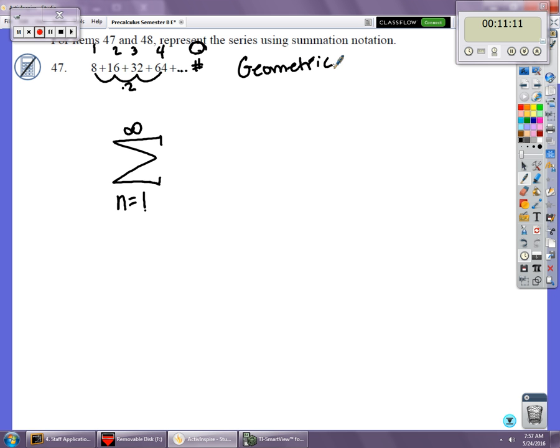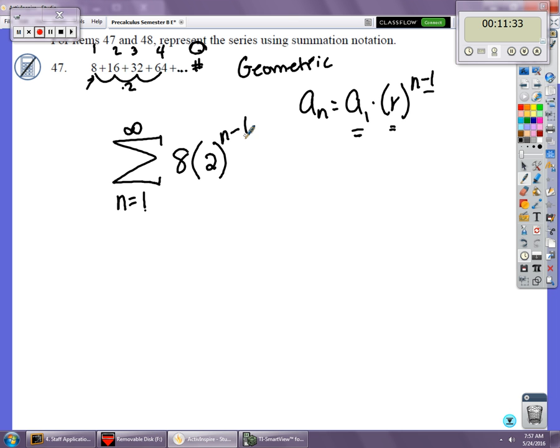Okay, and a geometric rule is not given, so you'll have to know it. It looks like this: first term, times rate, to the n minus 1 power. You're just going to have to know that. You're going to have to be able to write that on your own without a formula sheet. So the first term is 8. It's multiplying by 2 to the n minus 1 power.